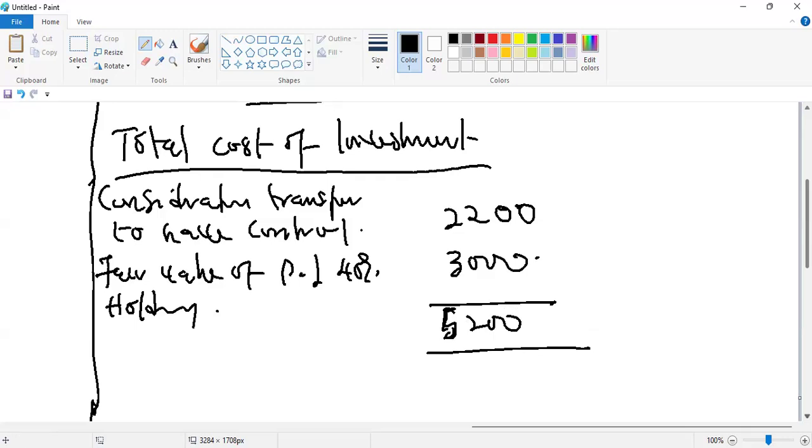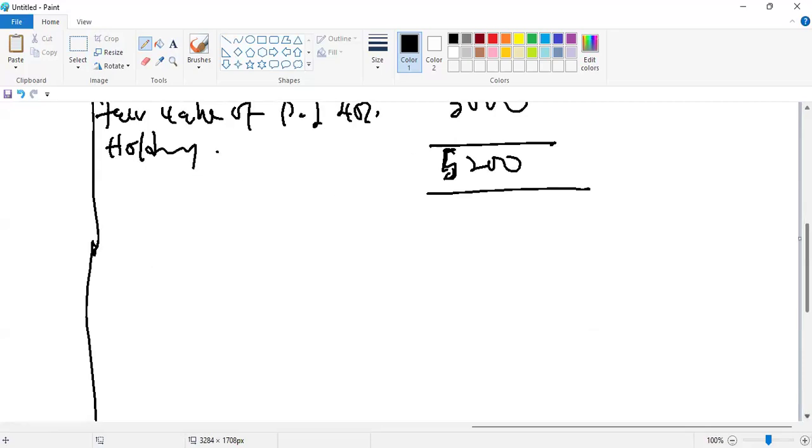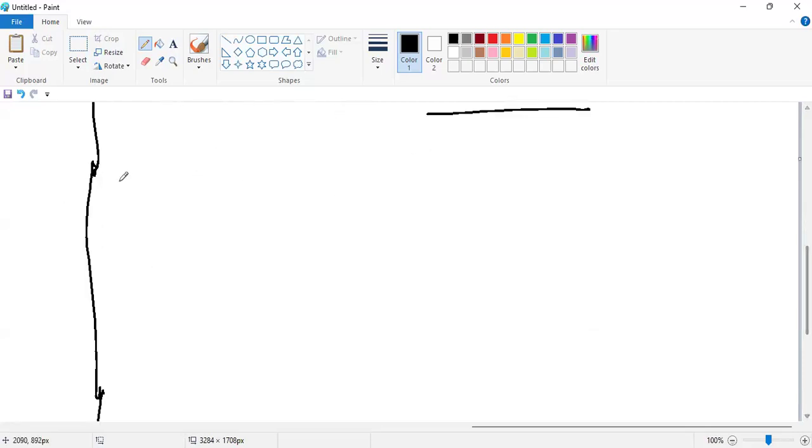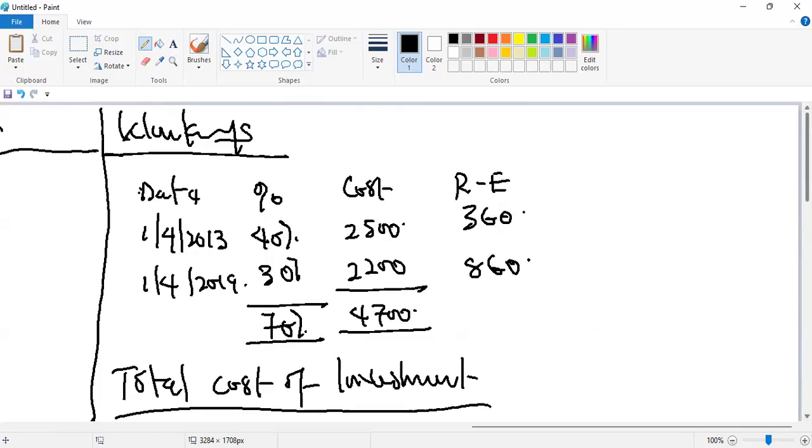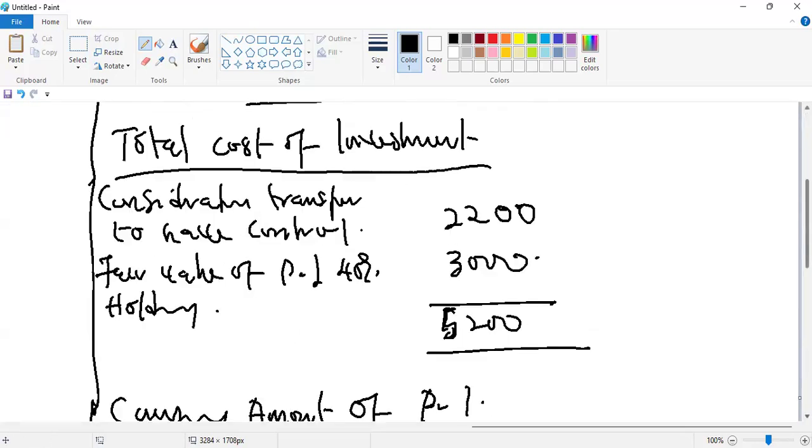I will now calculate gain or loss on previous investments, but I need to determine the carrying amount of the previous investments. The cost of 40%, what is the cost? The cost of 40% is 2,500.